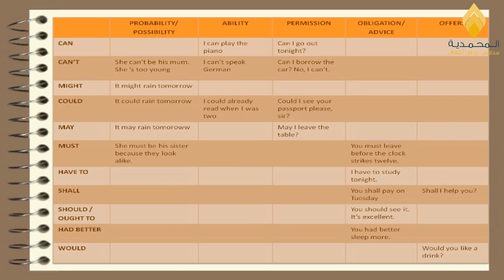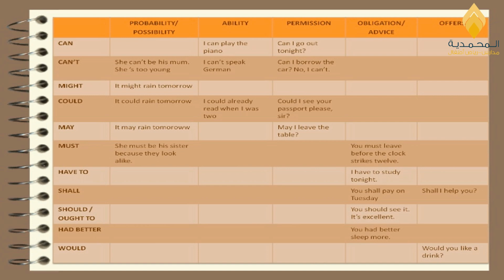May. We can use it for possibility and permission. It may rain tomorrow. And may I leave the table? Now look at must. She must be her sister because they look alike. Here we're talking about possibility. And we can also use must to talk about obligation. You must leave before the clock strikes 12.